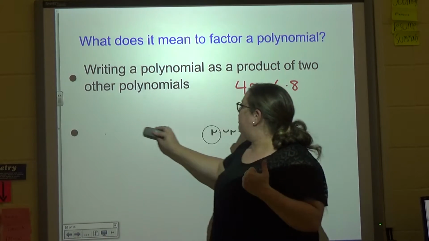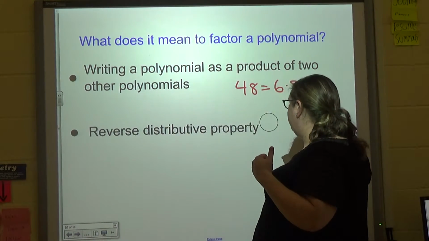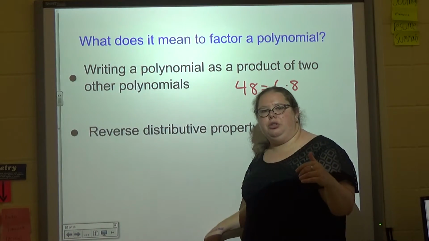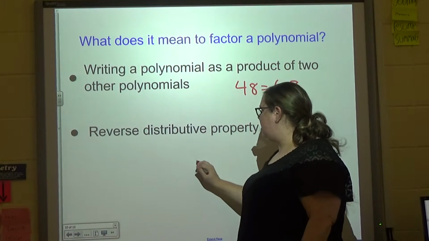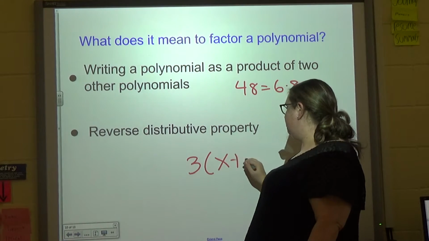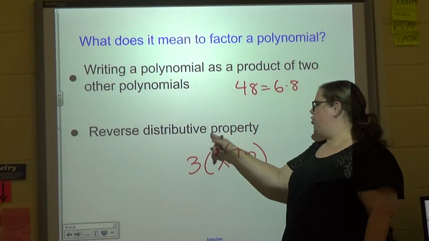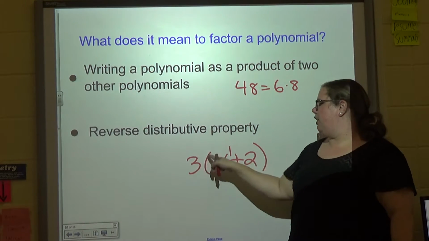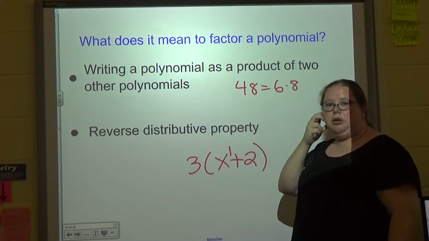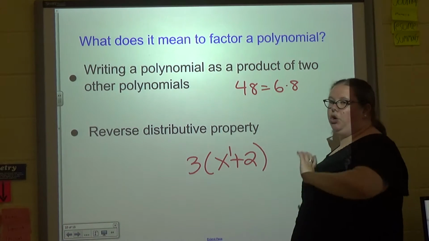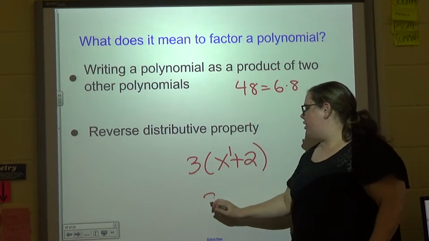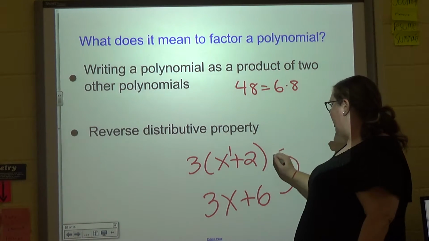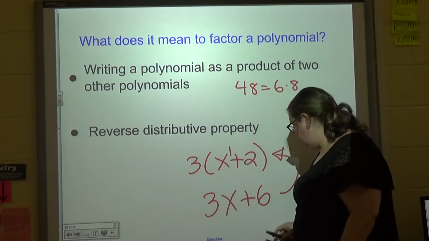The other way to think about it is it's the reverse of the distributive property. When we distribute, remember that's with parentheses, 3 times (x plus 2). We're distributing that 3 in. This is a product. We're multiplying 3 times (x plus 2). So now what we're going to do is we're going backwards. We're going to have our 3x plus 6 and write it like that.